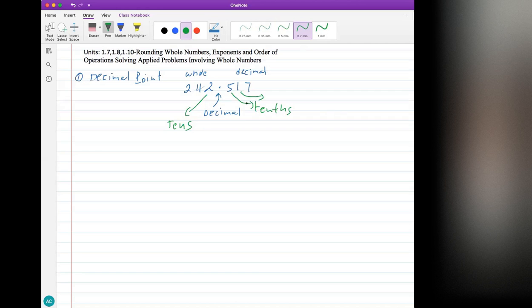The second one, what do you think the next one is called? If this is the tenths, then the next one will be? The hundredths, that's right. And this one is just the regular hundreds, again in the whole number. Then you have the thousandths, with a th at the end.